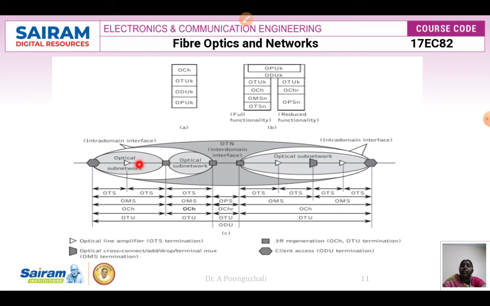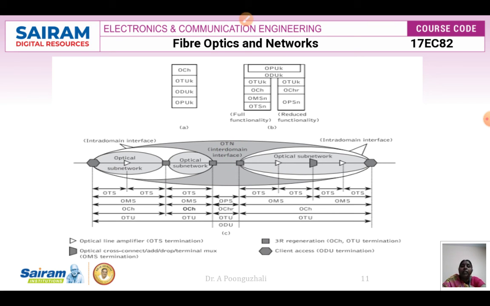Then we are going to multiplex these two signals. To multiplex the signals, you are going to use a single OMS, and your optical channel is going to be used, and your optical transport unit is also going to be used. In this total region I am going to use another optical subnetwork, which uses your OTS, OMS, OCH and OTU. These two optical subnetworks form a region or a domain, and that is called the intra-domain interface. When I want to communicate between these two optical networks, you are going to go for your OTN, your optical transport network, that is your inter-domain interface.